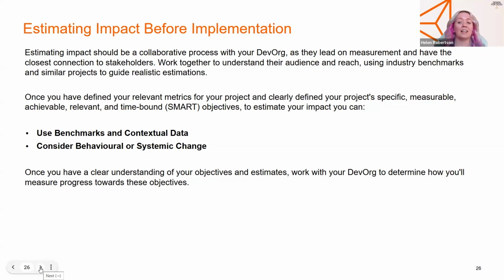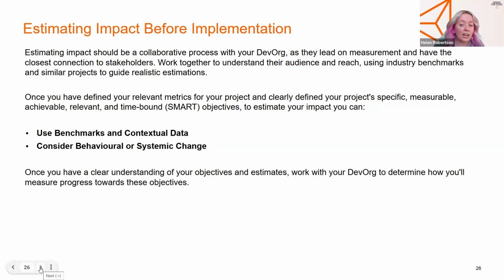Also use your relevant indicators that you've identified, together with your SMART goals. And then you can use that together with things like benchmarks and contextual data. Perhaps there's existing data relevant to your project. Maybe there's a set number of children in school you know you're going to reach.